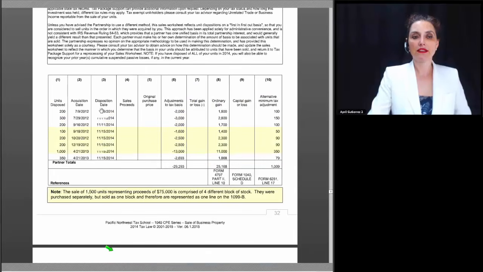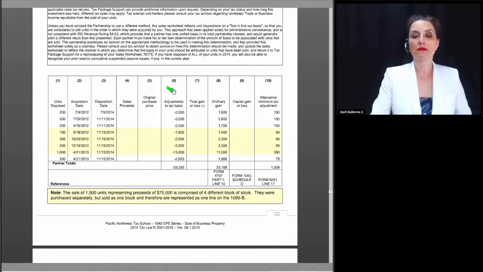The partnership has done me the favor of listing the units that were sold, showing me the date of acquisition, the sales date. It hasn't filled in the sales proceeds or the original purchase price. They don't really know that. Magic's broker knows that. But they do know, based on Magic's ownership of the partnership units, how much adjustment to basis he has and how much, as a result of these adjustments to basis, is going to be determined to be ordinary gain to Magic.